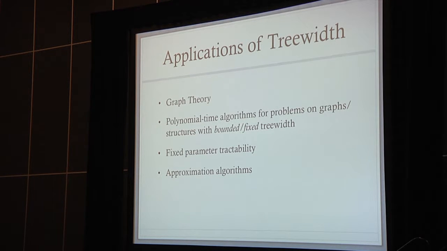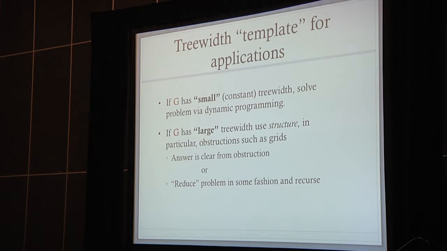And we will see some of these applications in the rest of the tutorial. So there is a rough template for how tree width is used in algorithmic applications. So what is the template? The template is that if a graph has small tree width, then you can solve many problems using dynamic programming.